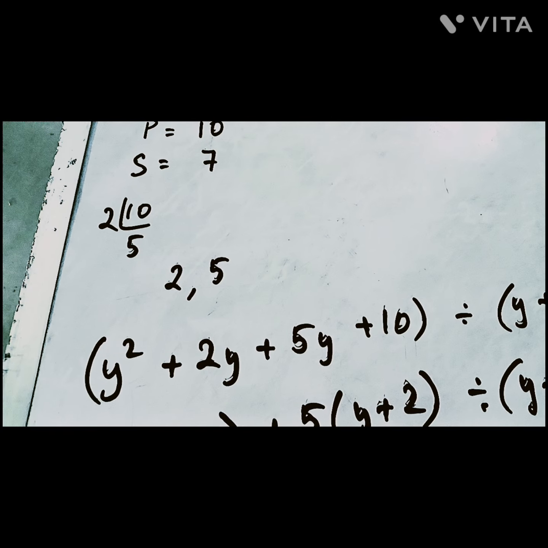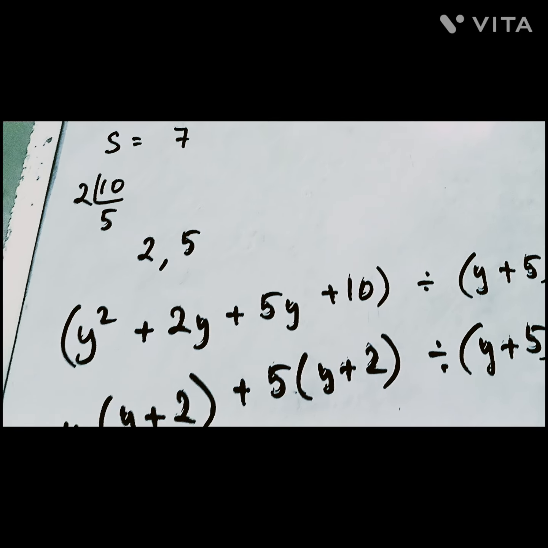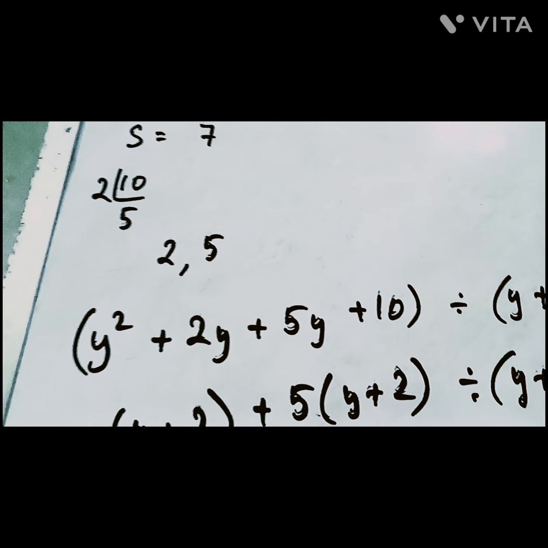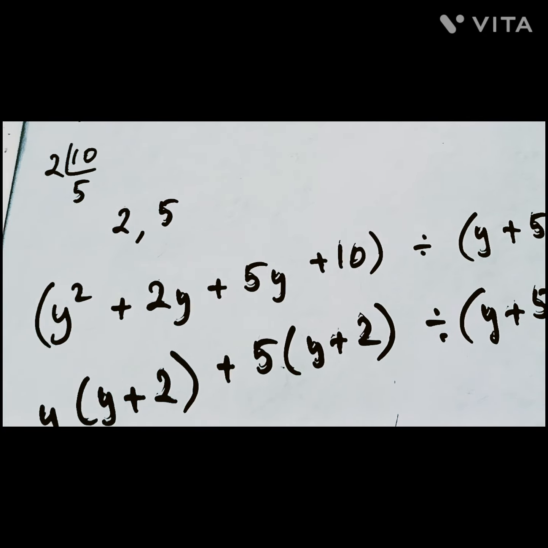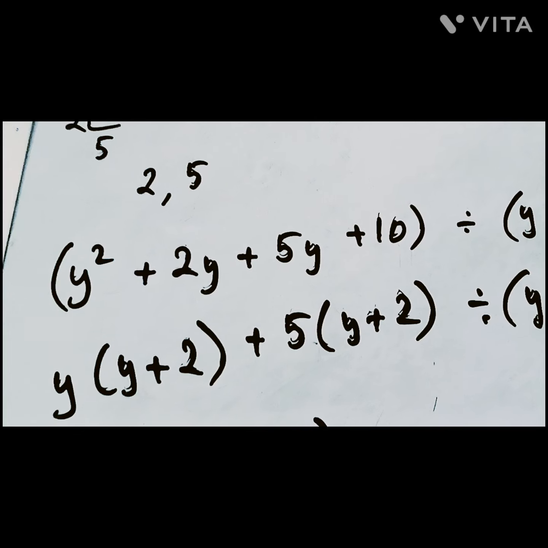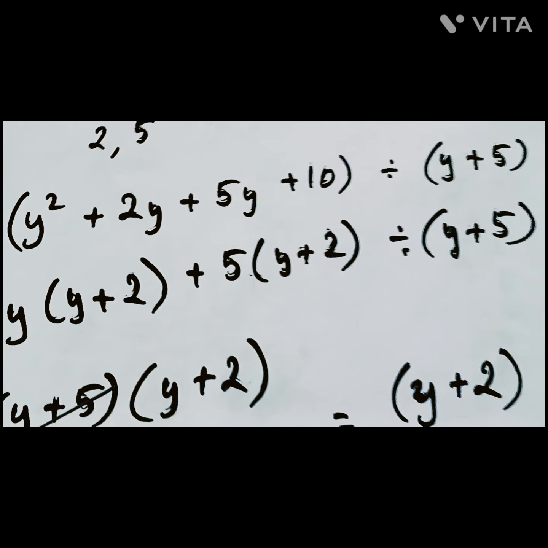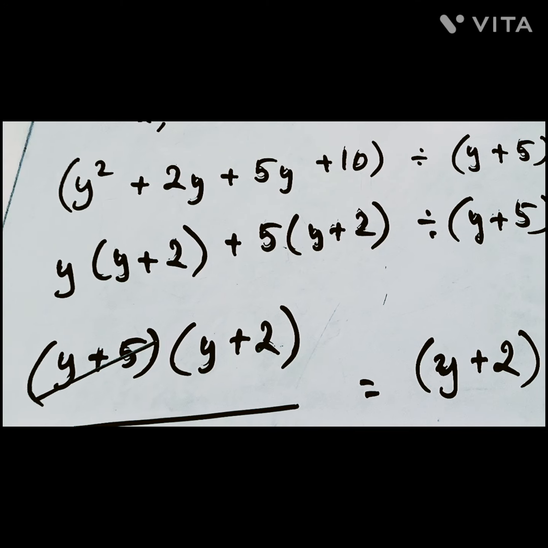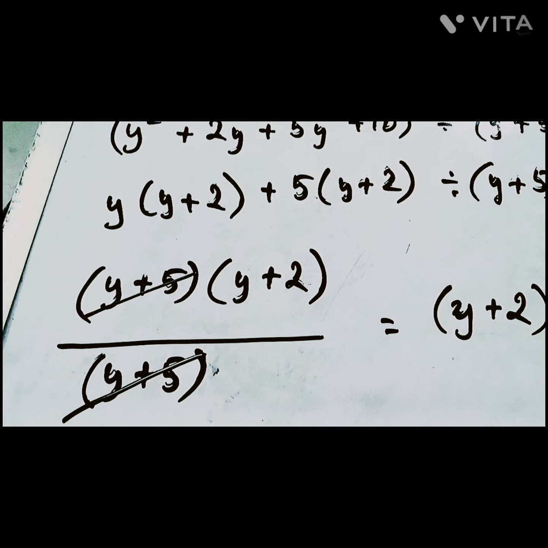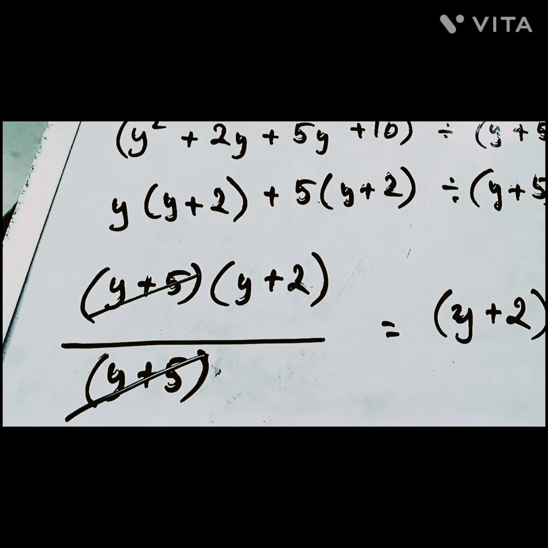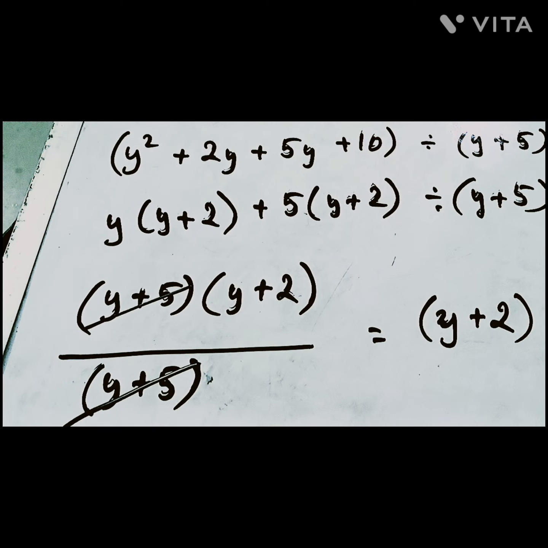We put the two numbers in the middle term. So y² + 2y + 5y + 10 divided by y + 5. So we take the common factor from the first expression. Y is the common factor, what is left is y + 2. From the second expression, 5 is the common factor, taken out, and what is remaining is y + 2. Y + 2 is common, so that is taken out as (y + 2)(y + 5) divided by (y + 5). Now y + 5 and y + 5, these two expressions are cut. What is left is the numerator y + 2, that's the answer.